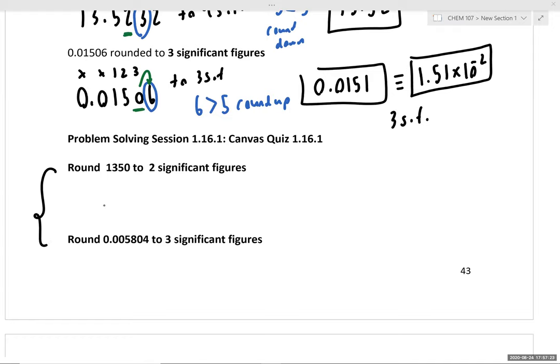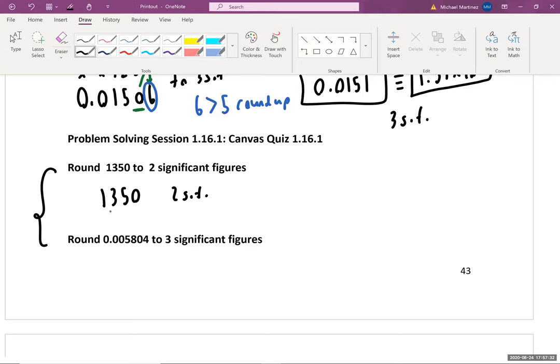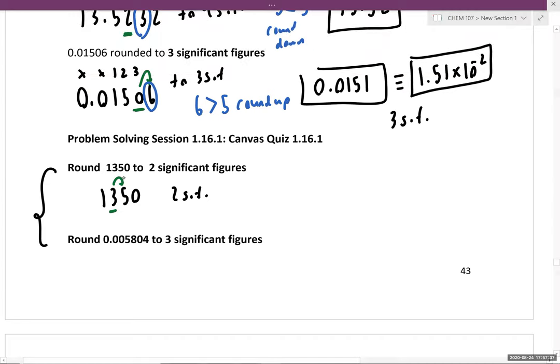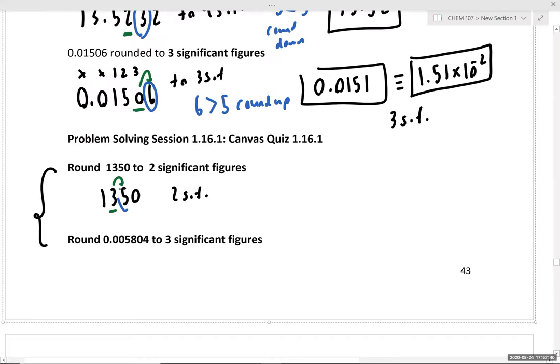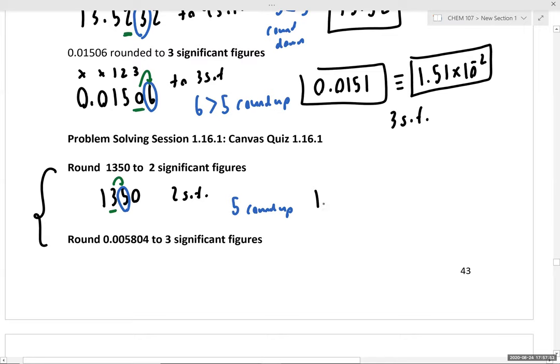So 1,350, if we're rounding it to two significant figures, 3 is our second significant digit. We're going to look one space to the right. That in turn allows us to look at 5. So 5, we round up. So that in turn gives us 1,400. Note, this number has two significant digits, with these trailing zeros being used as placeholders.